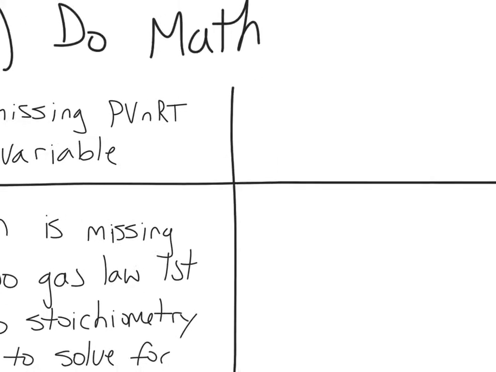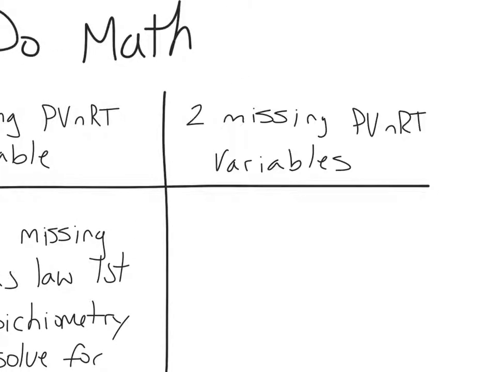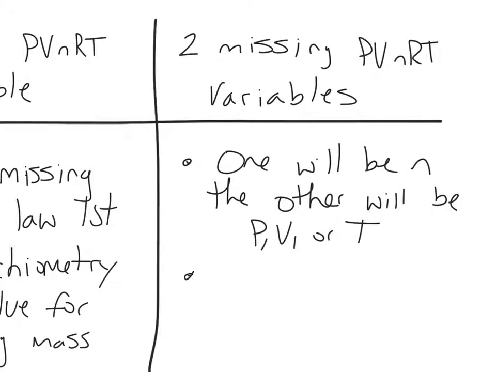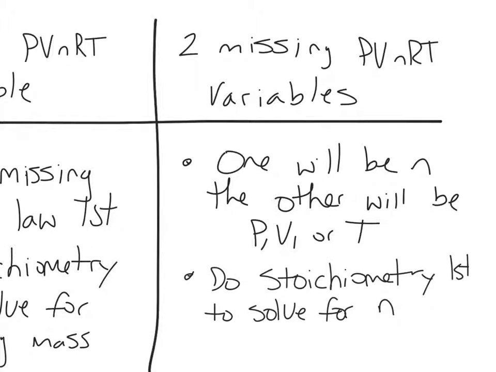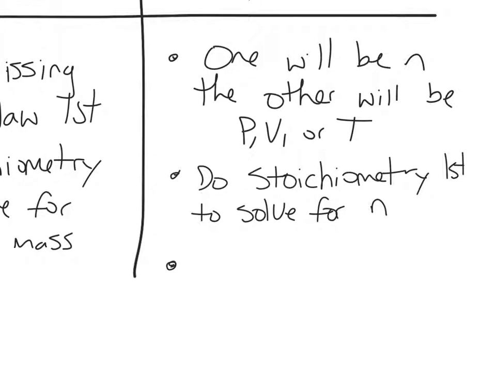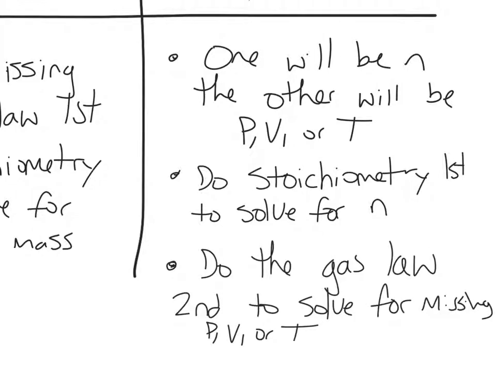Now the other type of problem you will see is two missing variables. If you're missing two PV = nRT variables, the two variables that are going to be missing, one will be n and the other will be either P, V, or T. If that's the case, you're going to want to do stoichiometry first to solve for n, number of moles. And once you have done the stoichiometry to solve for n, number of moles of gas, then you can stick n into PV = nRT and solve for the missing variable. So you do the gas law second.